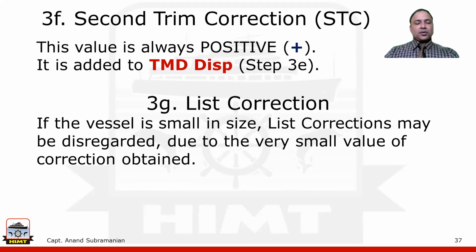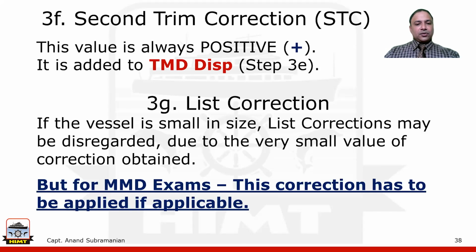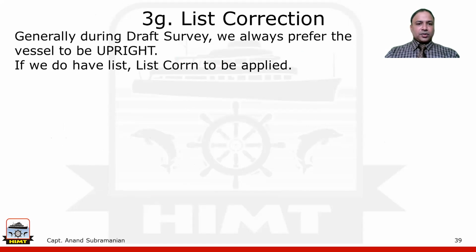Once we do that, we come to the next correction, which is called the list correction. As you all know, the list also changes the water plane area of the ship, and there is also a small correction to be applied to take into account this change of water plane area. In general, for small ships, this is disregarded because the value of the list correction obtained is very, very small. However, for examination purposes, we have to take it into account, because this is also a step for the final answer. For the MMD and DGS examinations, this correction has to be applied if it is given in the numerical.